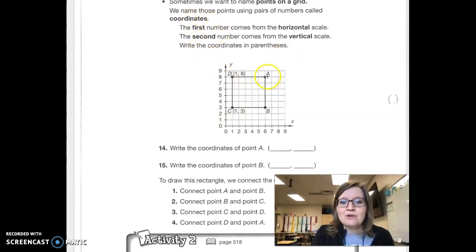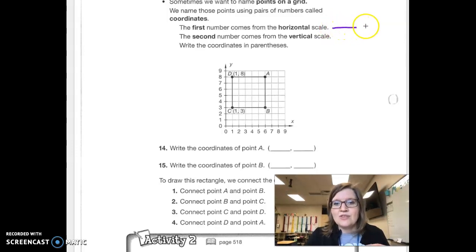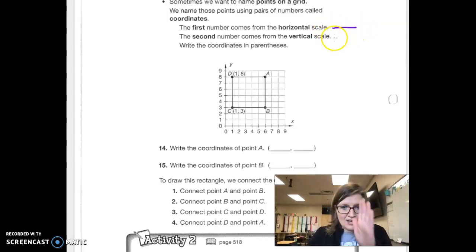And the first number of a coordinate is the horizontal scale, and I think horizon. So it's going to be the numbers that are on this way. And the second is vertical, and I think of V and how it goes up and down. Vertical, so it goes up and down. That's the second. So this is the first point. The vertical is the second. So let's figure out the point for A.